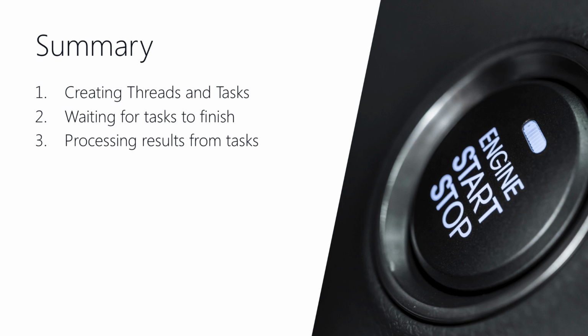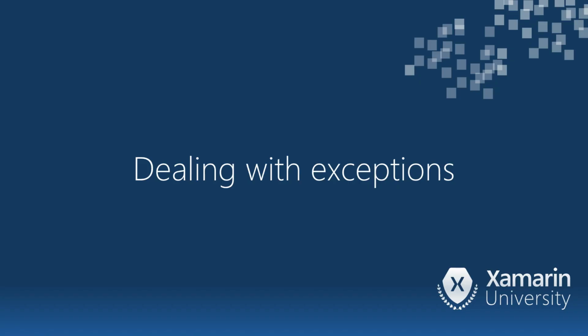Welcome back. After this exercise, you're now able to create tasks that run on multiple threads. You successfully made an application more responsive. You also learned how to start a task, wait for it, and extract values. So all of this is good. But what if something goes wrong? What if our code is not perfect? What if there's an error? So we have to deal with exceptions.